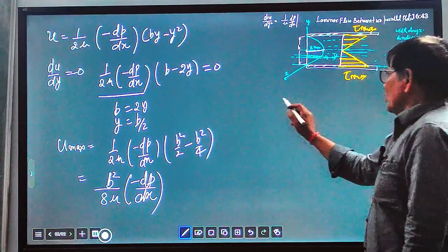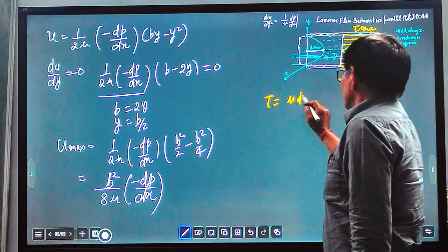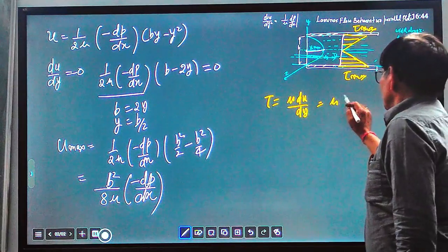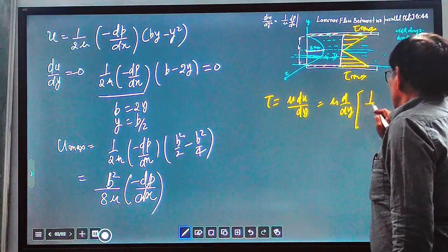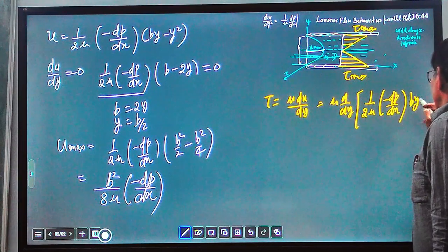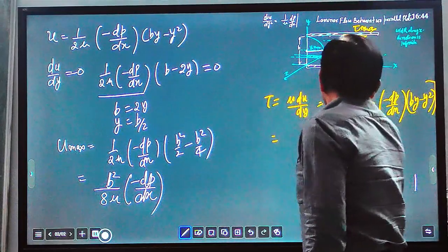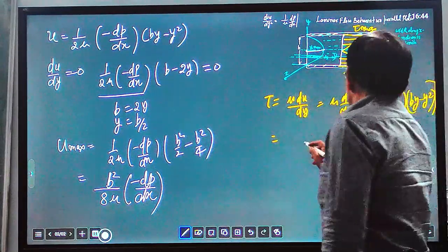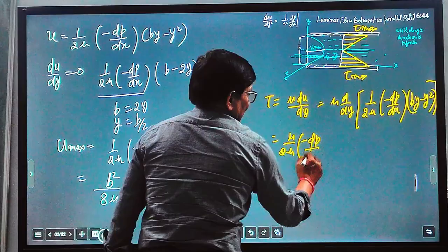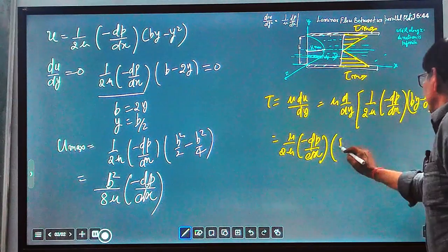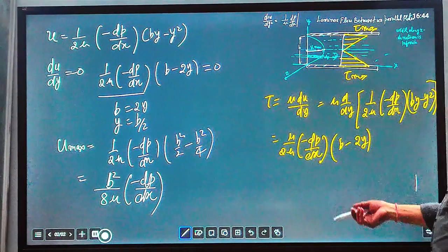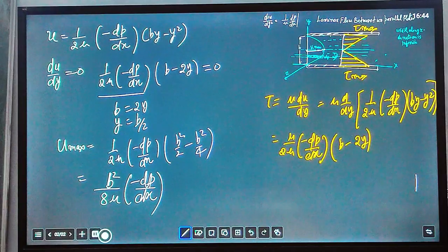How does it occur? We know that tau equals mu du over dy. So differentiating this equation, du over dy equals 1 upon 2 mu times minus dp over dx times (b minus 2y). Substituting, tau equals mu times 1 upon 2 mu, minus dp over dx, times (b minus 2y). Now, to find where tau will be maximum, this is the general equation of our tau.